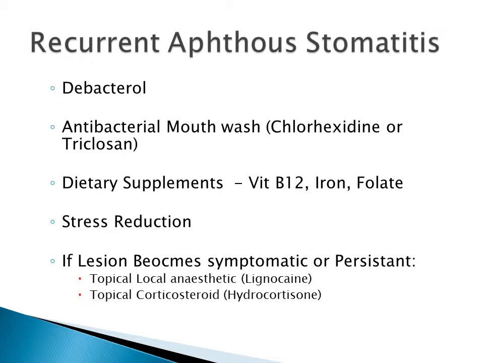physical protective barrier over the ulcer to reduce exposure to irritating substances, antibacterial mouthwashes such as chlorhexidine mouthwash or triclosan mouthwash to reduce the chance of secondary infection and to promote healing, dietary supplements such as vitamins and minerals, for example vitamin B12, iron or folate, to resolve any dietary deficiencies. Stress reduction techniques may be employed, such as informing the patient to do some physical exercise, ensuring they get enough sleep, and also improving their diet.